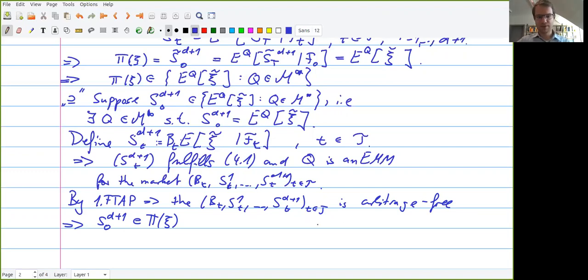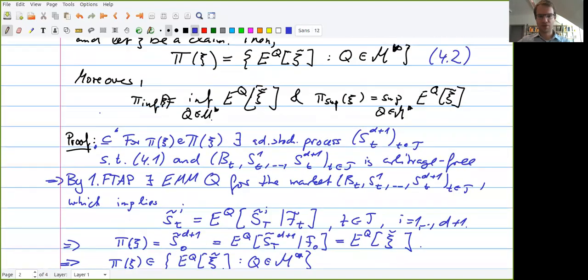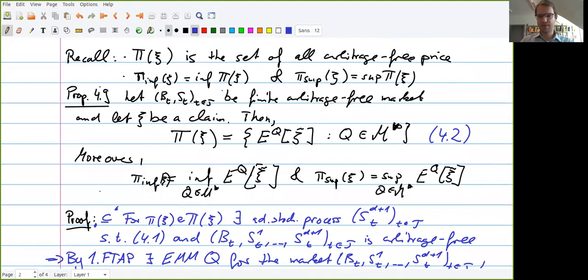And now we have shown the equality here of the set of arbitrage-free prices can be represented as expectation under the equivalent martingale measures. And a final remark should be that we have then also the representation of the infimum and the supremum in terms of martingale measures.